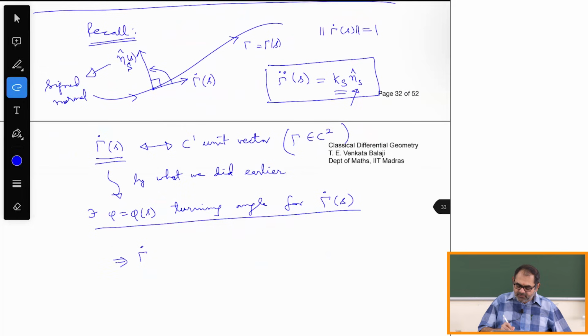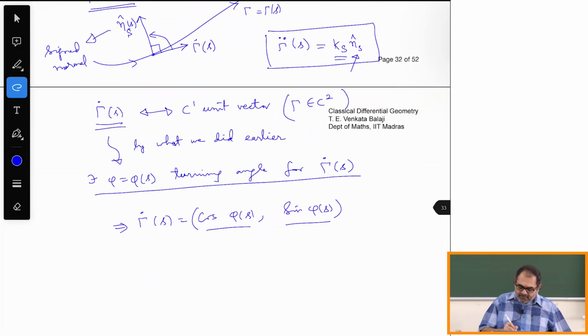That's the whole point. Okay, so now there is a turning angle. That means what? Therefore this implies that this gamma dot s can be written as cos phi s, sin phi s. So this is the whole point. Okay, any unit vector can be written as cos of its turning angle, sin of its turning angle. That's all. Now calculate gamma double dot.